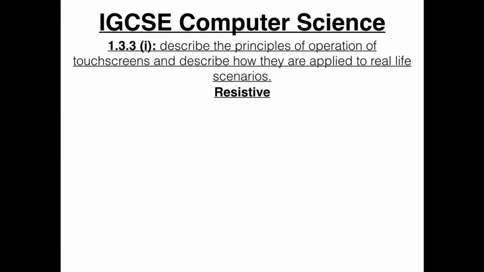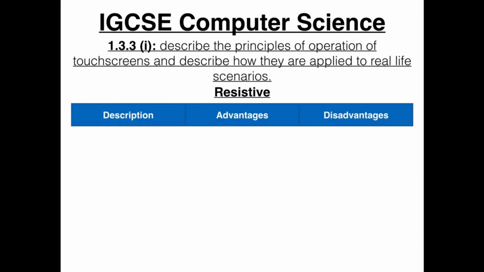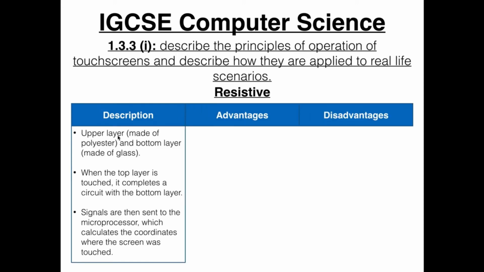Our final system or technology is resistive. So resistive phones have an upper layer made of polyester and a bottom layer made of glass. When the top layer is touched, it completes a circuit with the bottom layer. The signals are then sent to the microprocessor, which calculates the coordinates where the screen was touched. Now, examples of resistive phones are the LG Optimus and the Nokia N900.